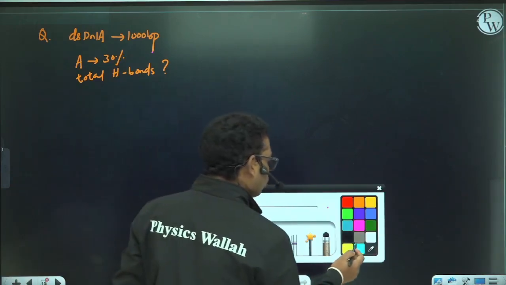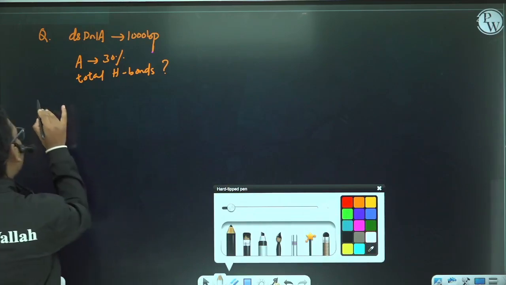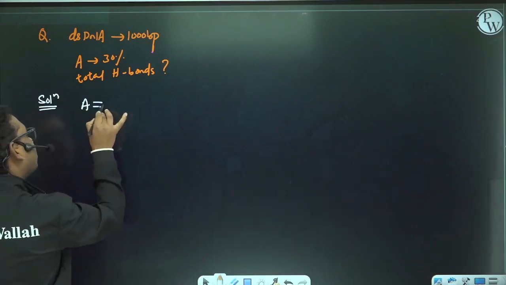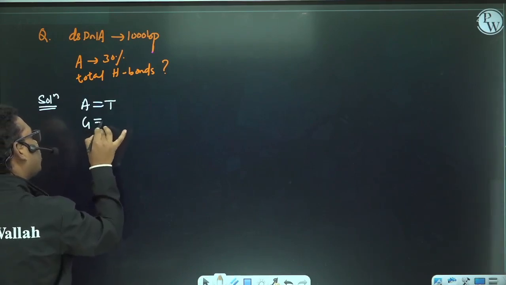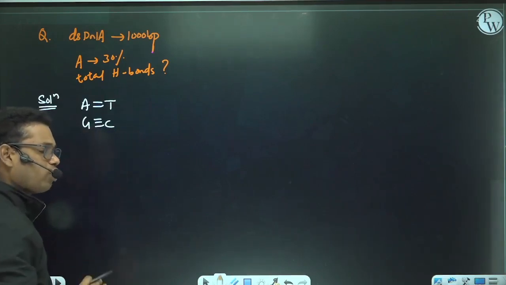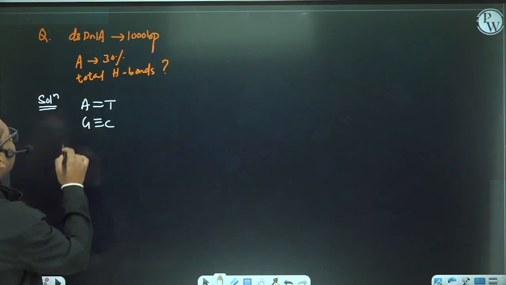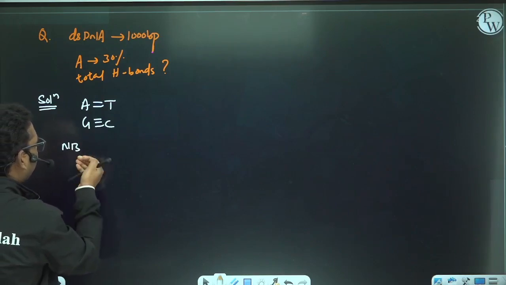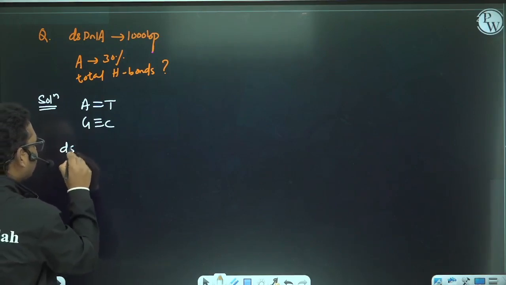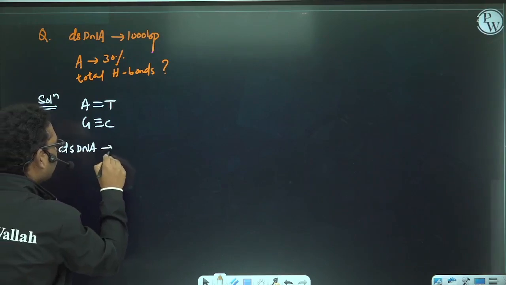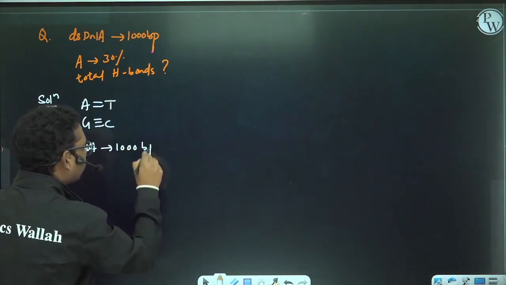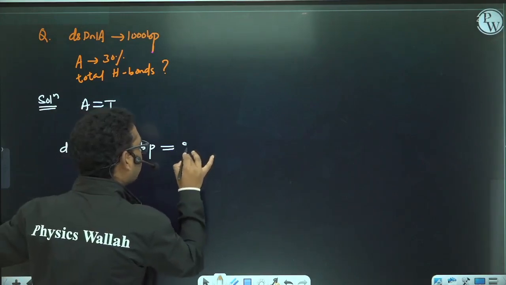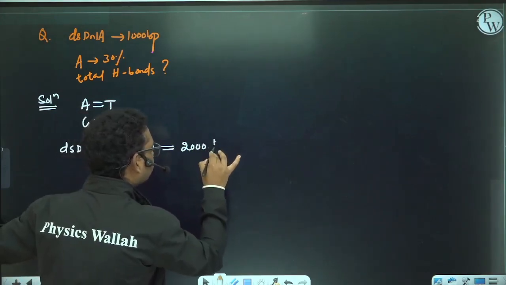Here we should know one thing: the hydrogen bonds present between adenine and thymine are 2, and between guanine and cytosine are 3. This is the first thing we should know. Second thing, what is the size of DNA? The size of DNA is 1000 base pair. So if 1000 base pair, that means the total number of bases will be 2000 bases.